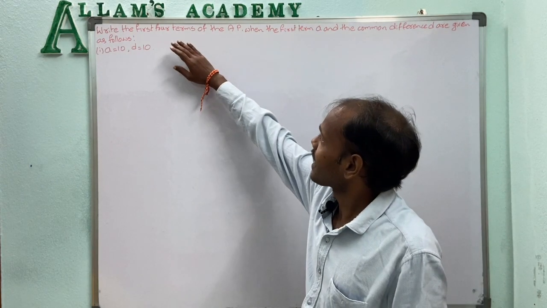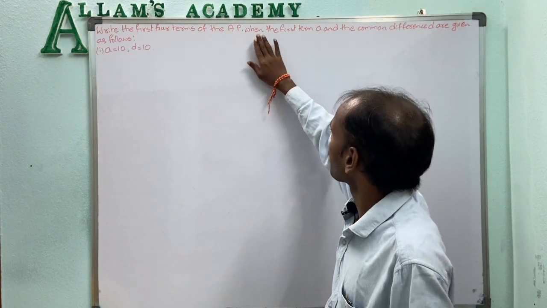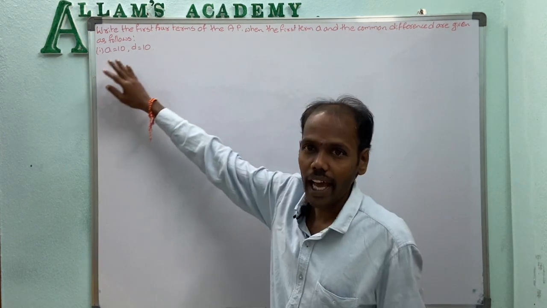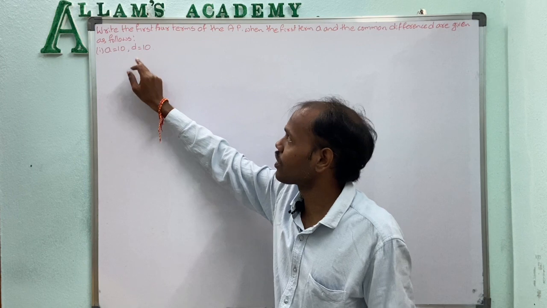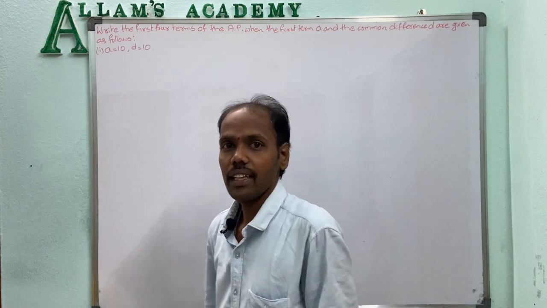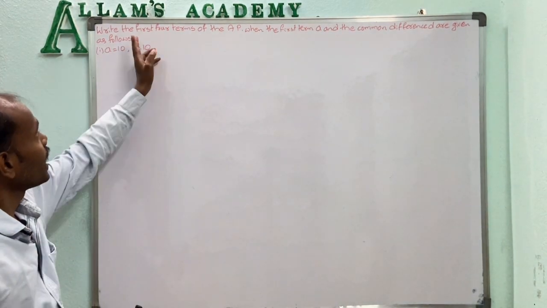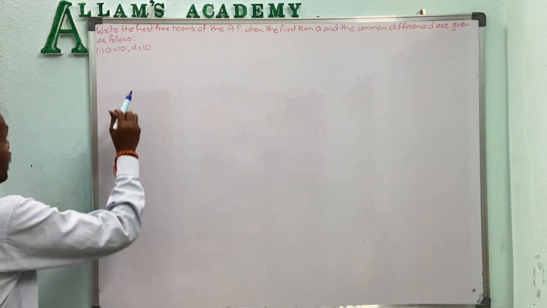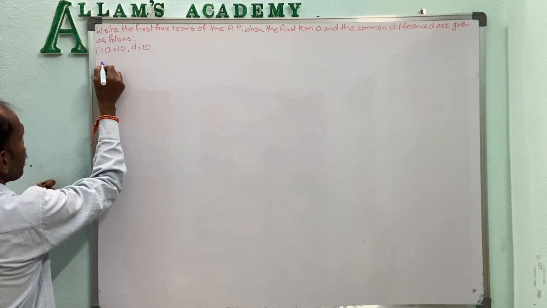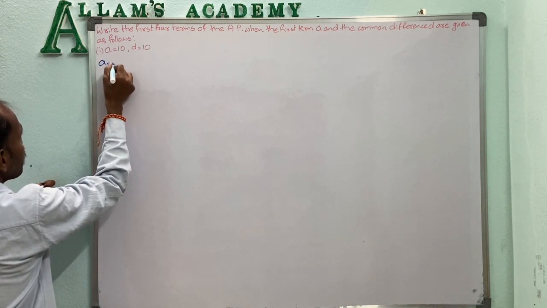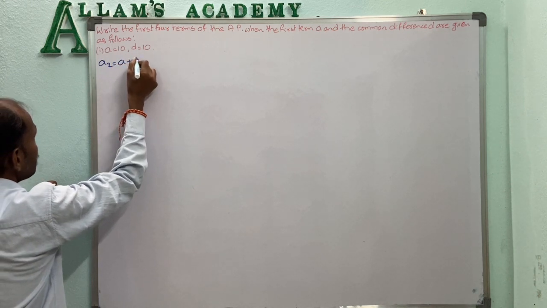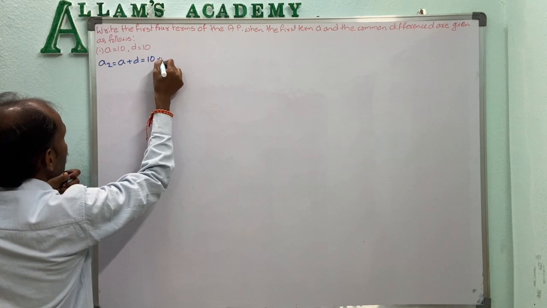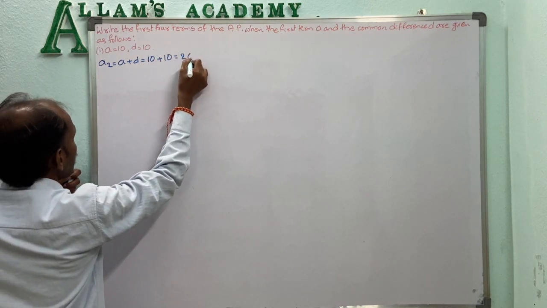Given problem: write the first four terms of the AP when the first term A and the common difference D are given as follows. So here A equal to 10, D equal to 10 is given. Now we have to write the next four terms. So A2 is equal to A plus D. So A is 10 and D is 10. So 10 plus 10 equal to 20.